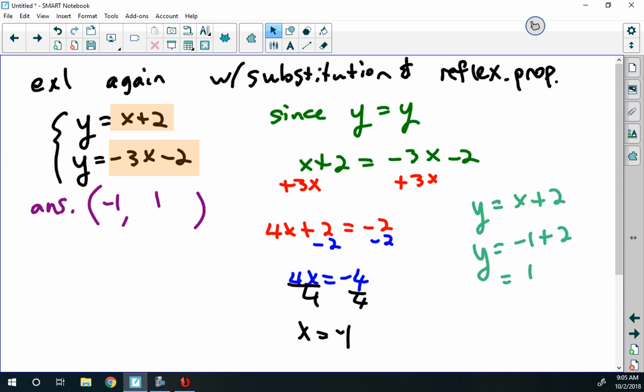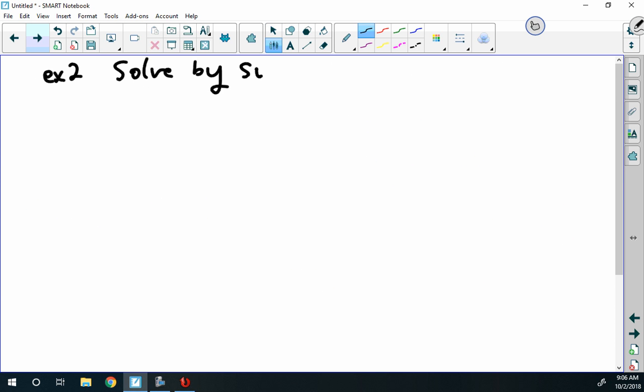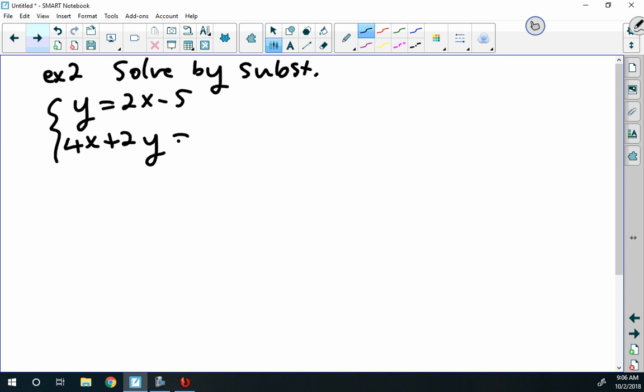There's a different kind of substitution technique that requires us to sometimes solve one equation for one variable in terms of the other. And it's weird because you have to use the distributive property and you have to be good at it. Example 2. Solve by substitution this system. y equals 2x minus 5 and 4x plus 2y equals 6.